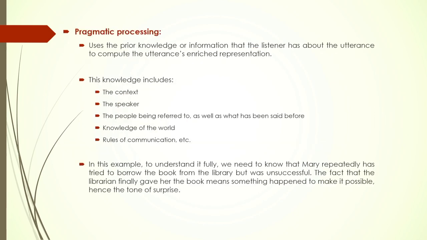Next comes the pragmatic processing. After all of these things have been taken care of, remember we talked about top-down information, so that is what comes into play here. Semantics and pragmatics are slightly different. Pragmatics takes us to the point where semantics in context is analyzed. This uses the prior knowledge or information that the listener already has about the utterance, as a result of which the listener can take a call as to which of the interpretations needs to be taken into account in this particular case. As a result, we have what we call an enriched representation.